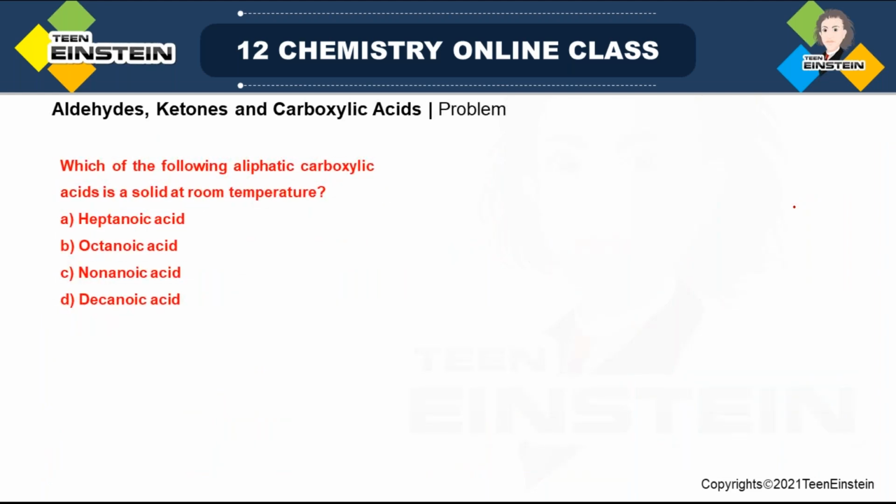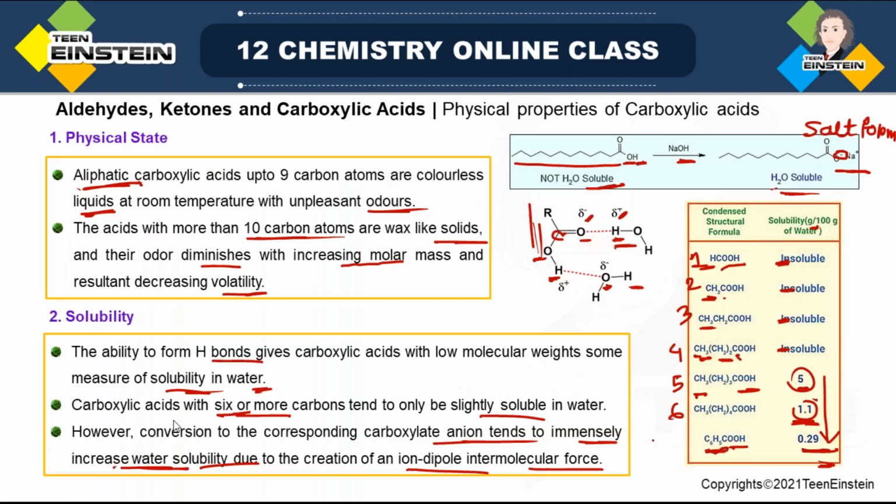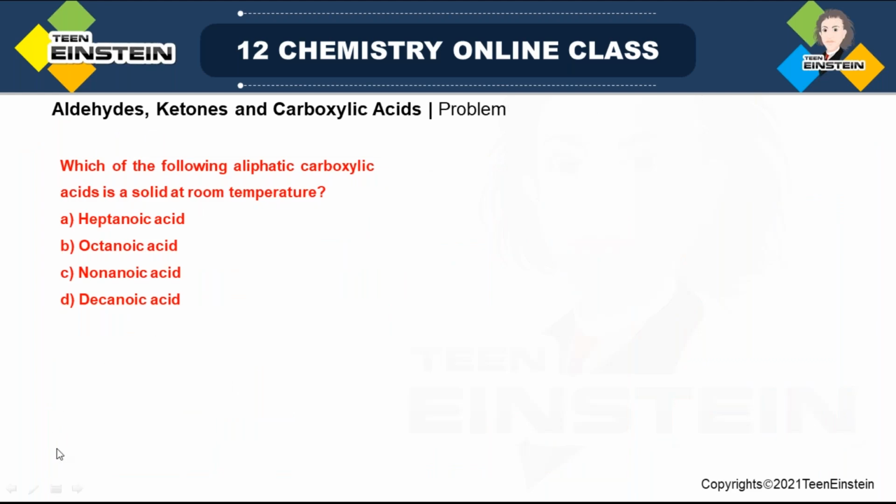Now based on this, let's see this problem. Which of the following aliphatic carboxylic acids is a solid at room temperature? Now to answer this question, you just have to check this first point, physical state. What is mentioned? It is mentioned that when it is more than 10 carbon atoms, they are wax like solid. That means if it is less than 10, it will not be solid. If it is more than 10, then only it will be solid.